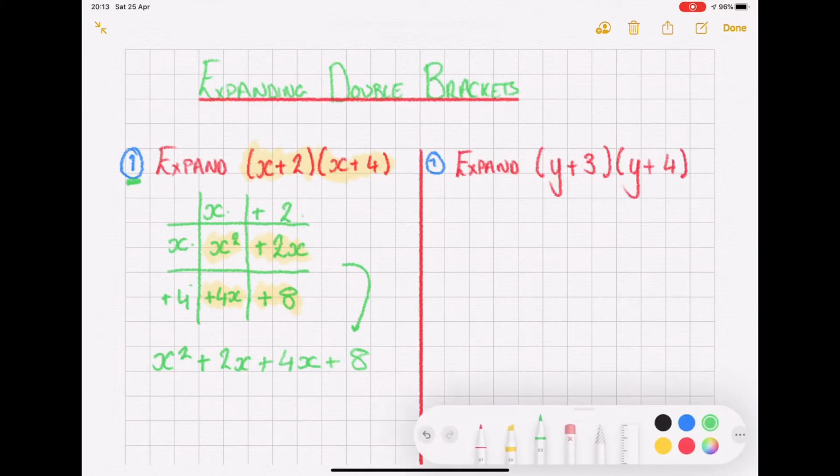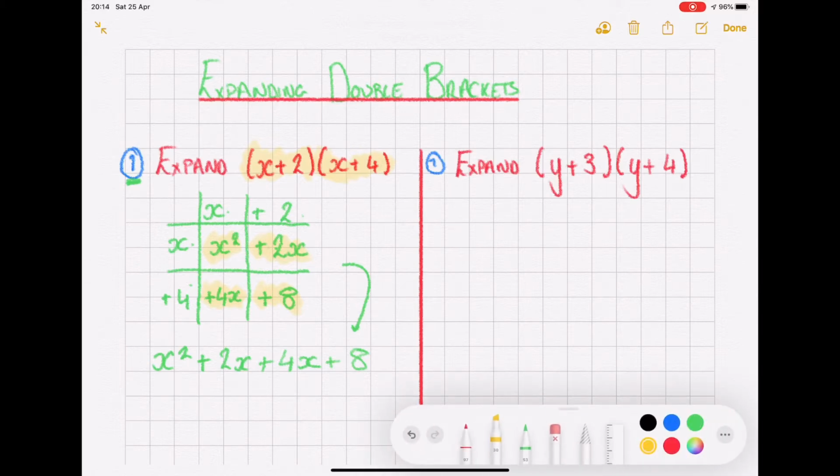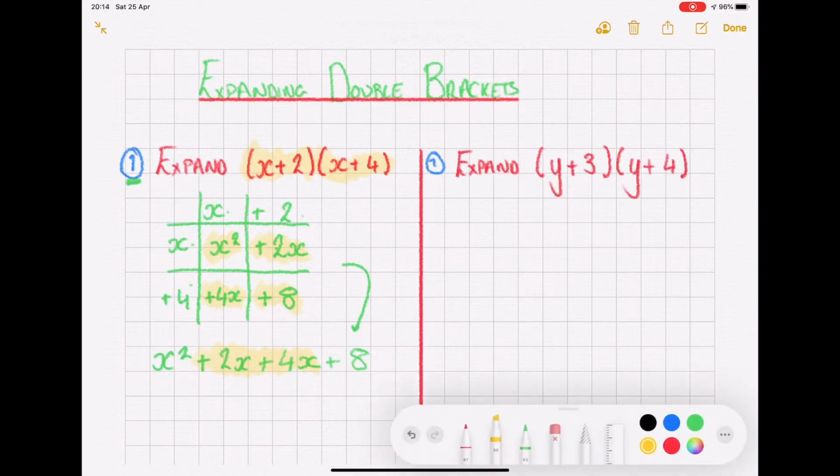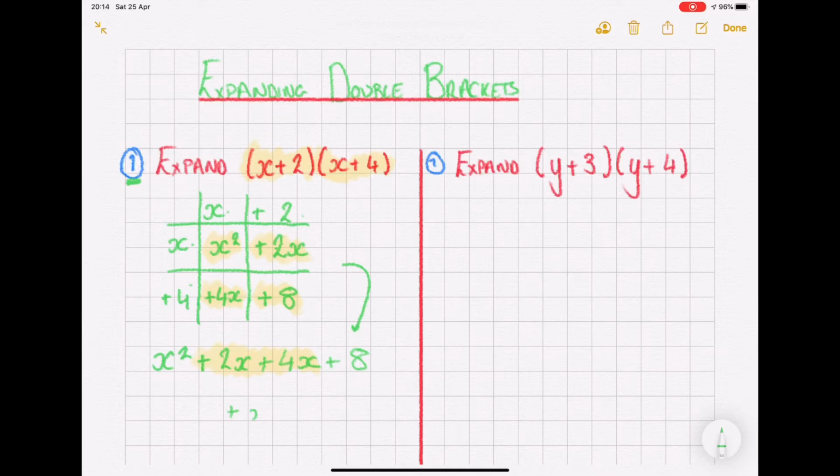Now, what we can see here is we can simplify these two values there. And if we simplify that, plus 2x plus 4x gives us plus 6x. And then we keep everything else the same because we can't simplify it any further. So our final answer is x squared plus 6x plus 8. And that's our final answer.